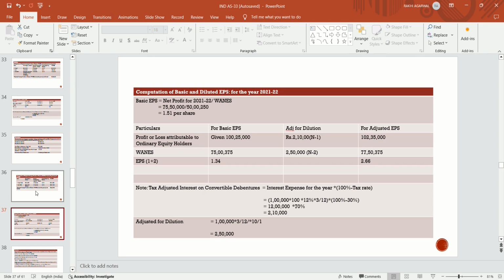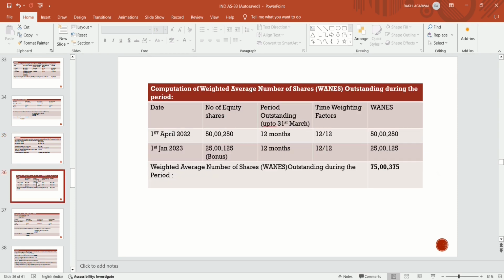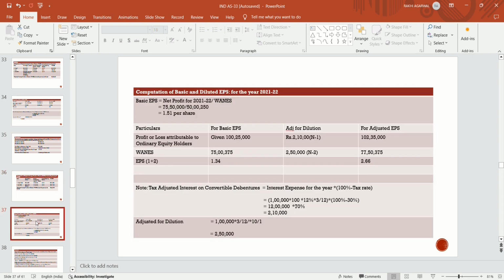Now we have to give the adjustment for dilution. Dilution effect is given because the convertible debenture is 1 lakh at the rate of 12%, so interest is 1 lakh into 12% for a period of 3 months. So January, February, March, 3 divided by 12, after giving the tax effect of 70%. So that is the net incremental earning.